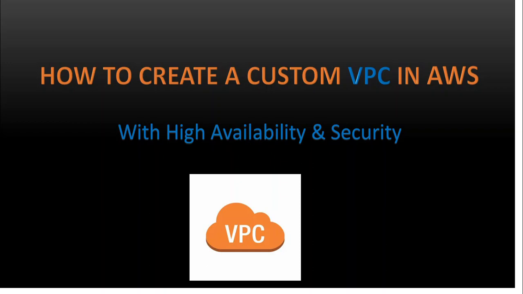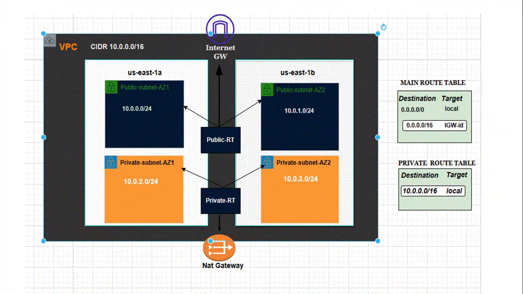Let's get started. This is what the architecture looks like. A virtual private cloud, which is VPC in AWS, is a virtual network that allows you to provision and isolate cloud resources within your own logically isolated section of the AWS cloud. It is just a virtual network in AWS.